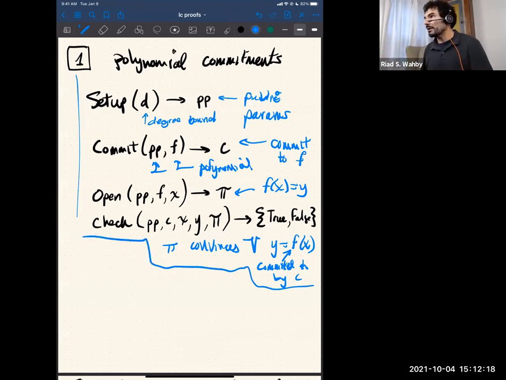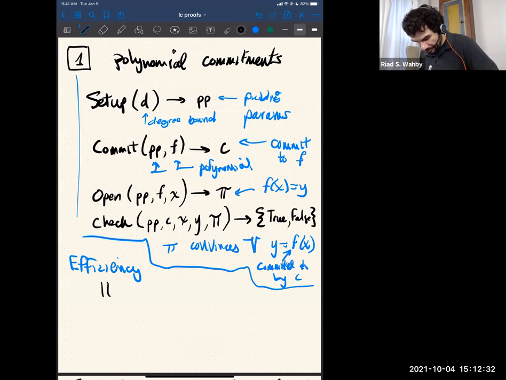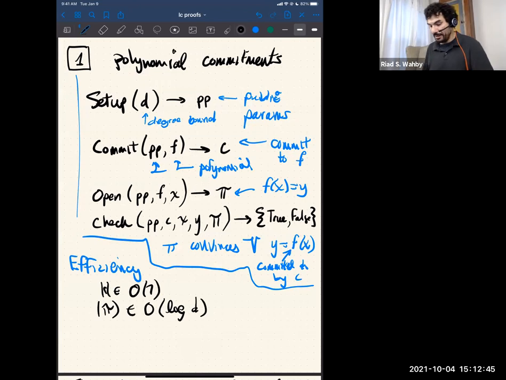We have three requirements for useful polynomial commitment schemes. We have efficiency. For today, we'll assume that efficiency implies the size of the commitment is constant and the size of the proof is logarithmic in the degree. So these are quite compact. The proof is at most logarithmic in the degree and the commitment is constant sized. Maybe we can even do better than that, but that's what we'll say for efficiency.